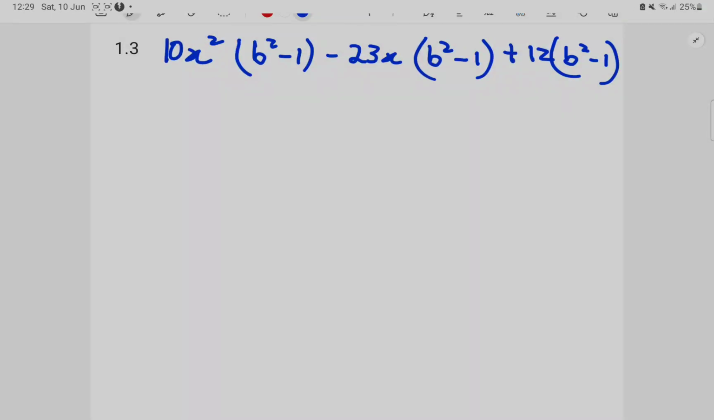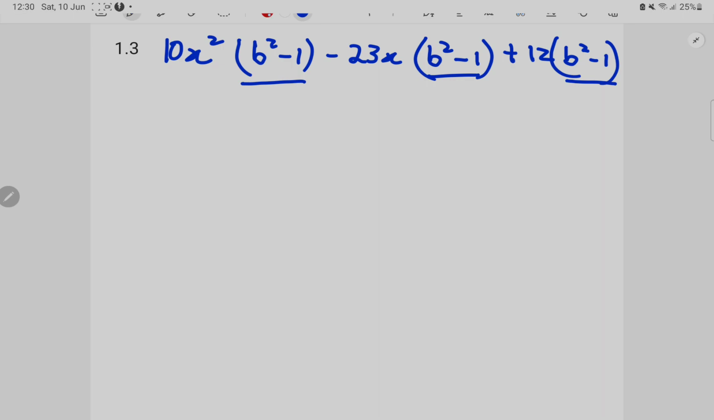So now let us do question 1.3 from the question paper. It says fully factorize the following into prime factors. Okay, so as you can see, we've got 10x squared into b squared minus 1 minus 23x into b squared minus 1 plus 12 into b squared minus 1. So b squared minus 1 is common in all the three terms.